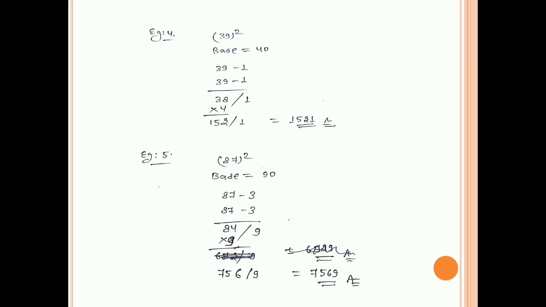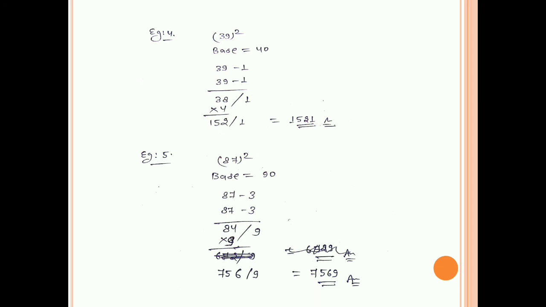Suppose you want to calculate 39 square. It is close to 40, so we will choose base as 40. 39 minus 1, 39 minus 1, minus 1 into minus 1 will be plus 1, 39 minus 1 is 38. 40 is 4 times of 10, so we multiply it by 4 and get 152 slash 1, so our answer will be 1521.